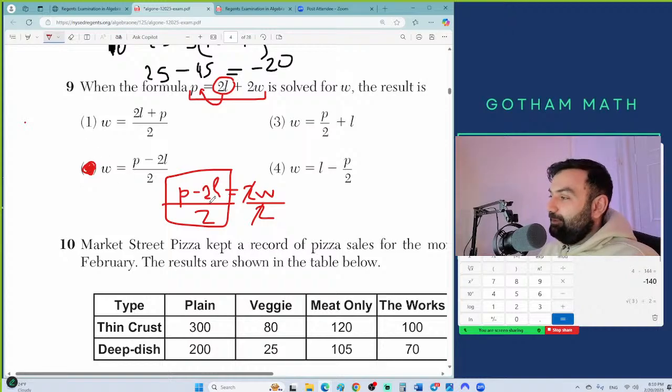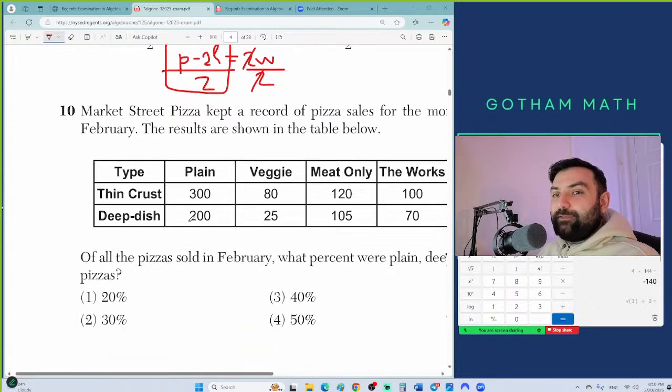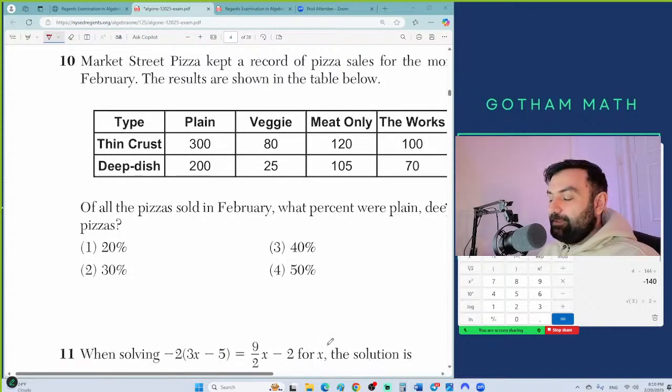This comes up a lot though, in Algebra 1 and SAT. All right, next, number 10. We're already at number 10.